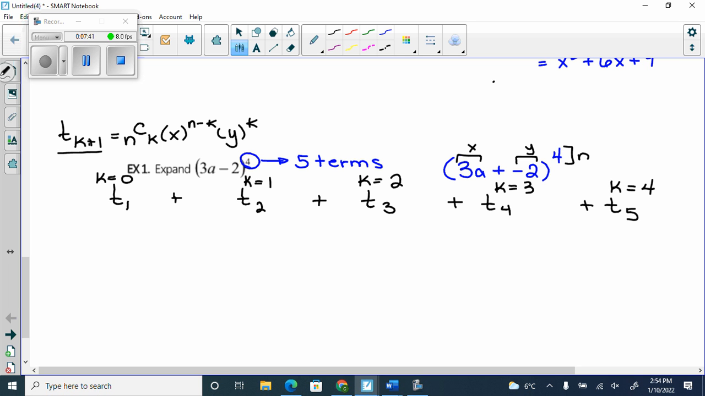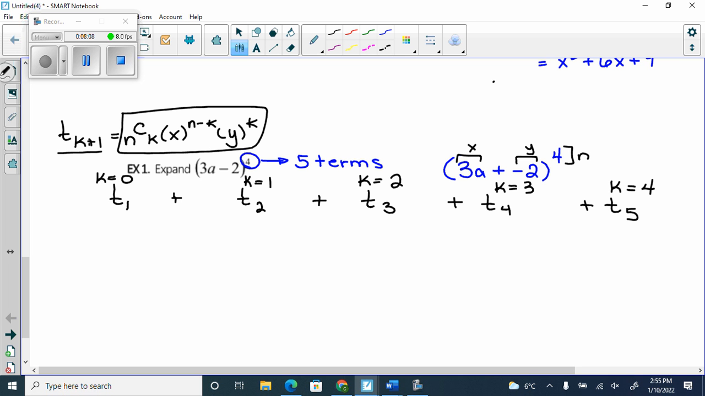K is the only thing that changes on every single one of them. The rest stays the same. The rest is what I have to fill in right here, correct? That's what I have to fill in every single one. Well, n will be 4 for all of them. X will be 3a for all of them. Y will be negative 2 for all of them. The only thing that's changing in each of these terms is k. And k is always 1 less than the term number.